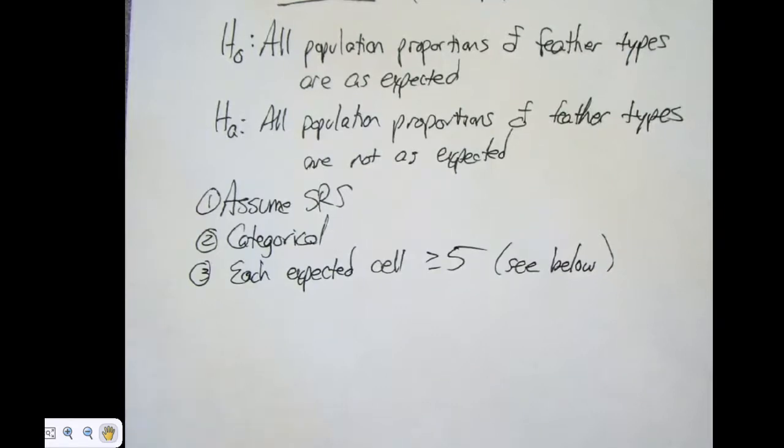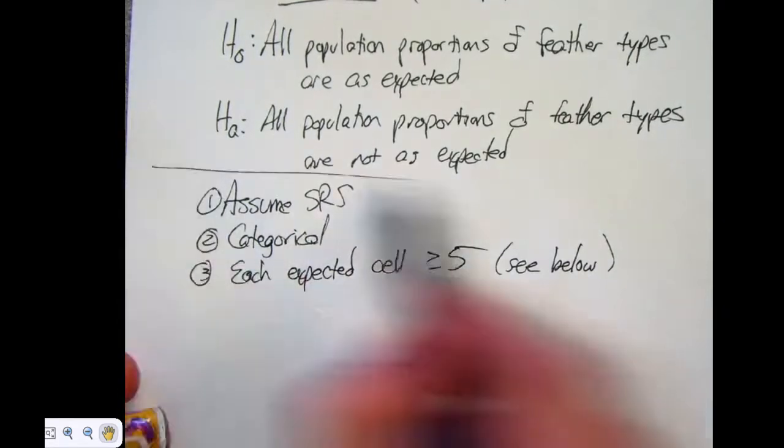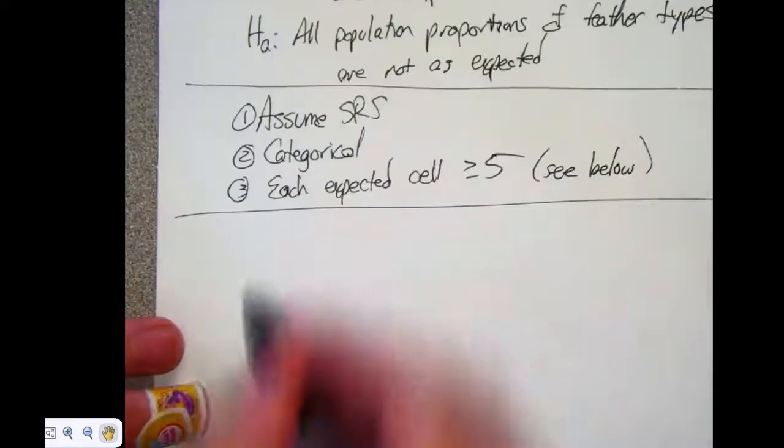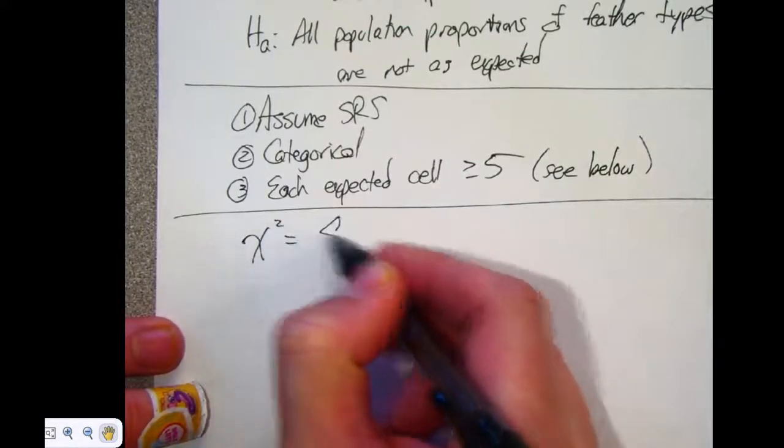Kyle, what do you want me to put next? The formula. What is the chi-squared formula? Chi-squared equals the sum of observed minus expected squared over expected.